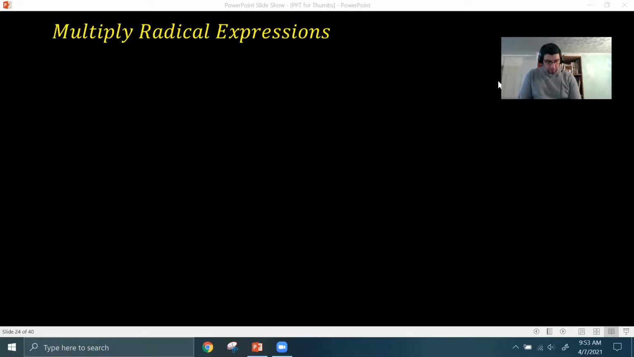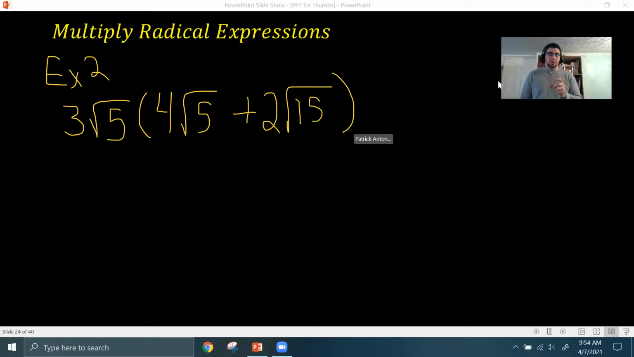What if I had example number 2, 3 square roots of 5 times 4 square roots of 5 plus 2 square root of 15. Okay, so in this example, we have addition inside parentheses. Now, you could try to add those together, and I'll just tell you, in this case, it's not going to work because 5 is a prime number. You can't get any perfect square factors there. And the square root of 15, 15 is just 3 times 5. Again, no perfect square factors, so you can't simplify those.